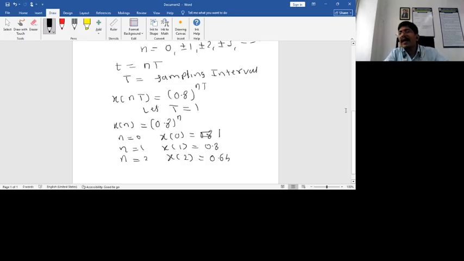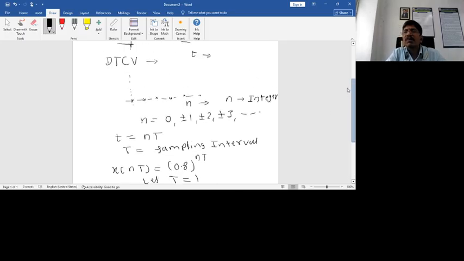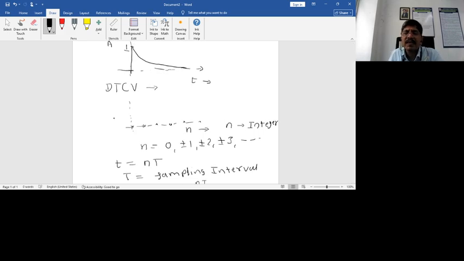So the signal is defined at the specific instances. This process is known as the sampling process, and the signal is represented at n equals 0, n equals 1, n equals 2, n equals 3, etc. 0.8 raised to 0, the amplitude of the signal is 1. So it is represented by a bar plot. 0.8 raised to 1, the amplitude is 0.8. 0.8 raised to 2, the amplitude is 0.64. So this is a discrete time signal. But here the signal can have any amplitude: 1, 0.8, 0.64, etc. So this is said to be a discrete time continuous valued signal.